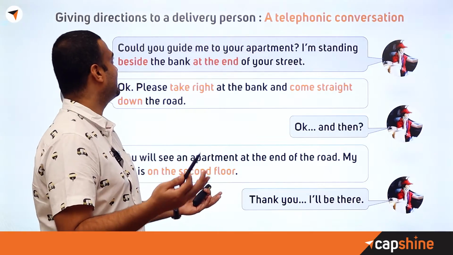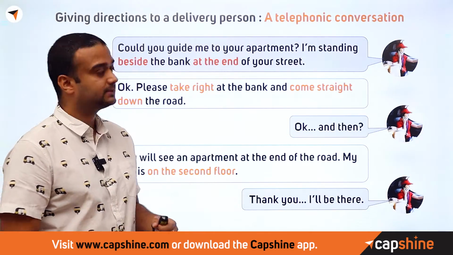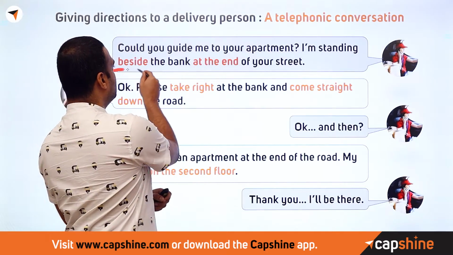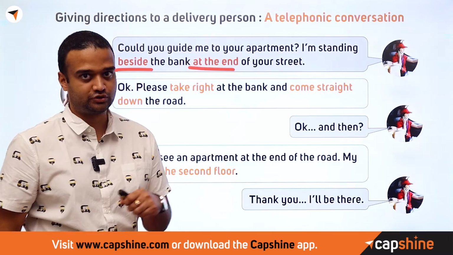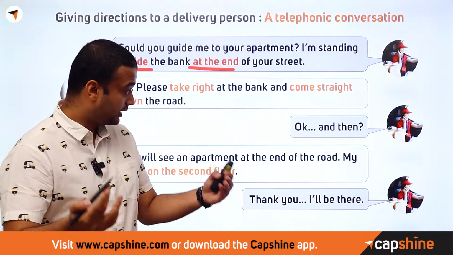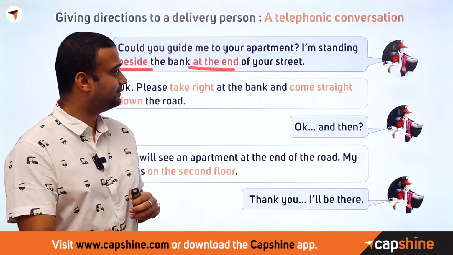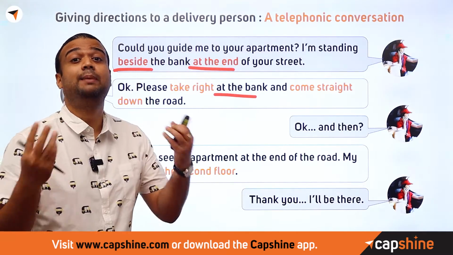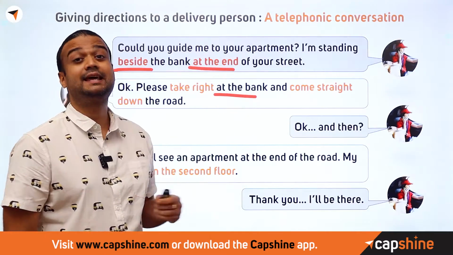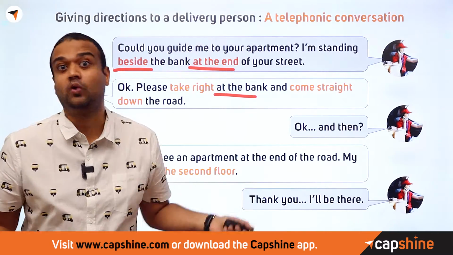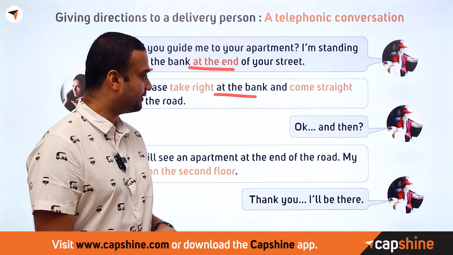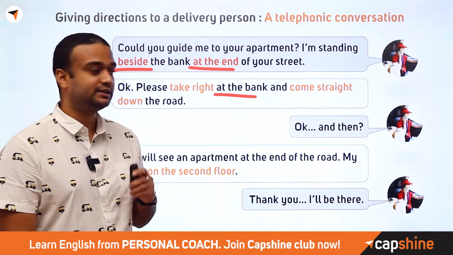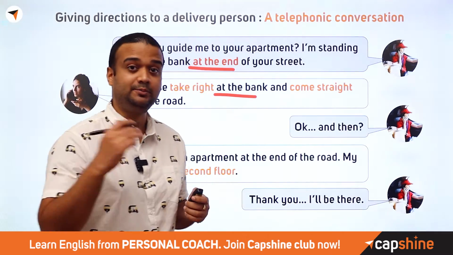So the delivery person says, "Could you guide me to your apartment? I'm standing beside the bank at the end of your street." Notice the language used. Beside the bank at the end of your street. And you say, "Okay, please take right at the bank and come straight down the road." Notice how it paints a picture, and the use of these words helps define where and what to do. "Okay, and then you will see an apartment at the end of the road. My flat is on the 2nd floor." "Thank you, I'll be there."